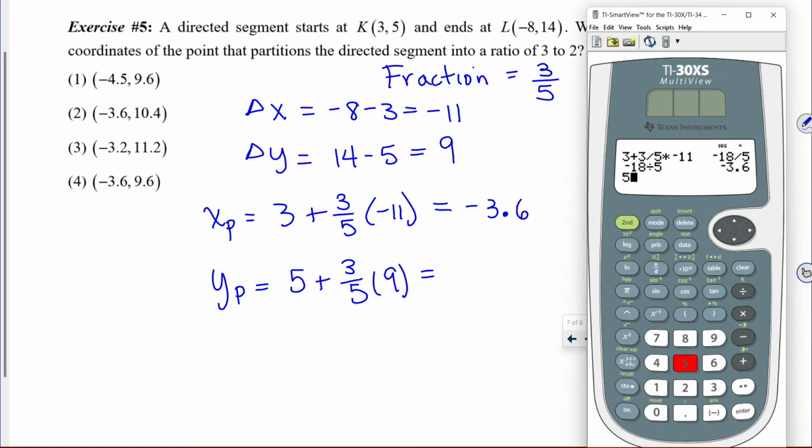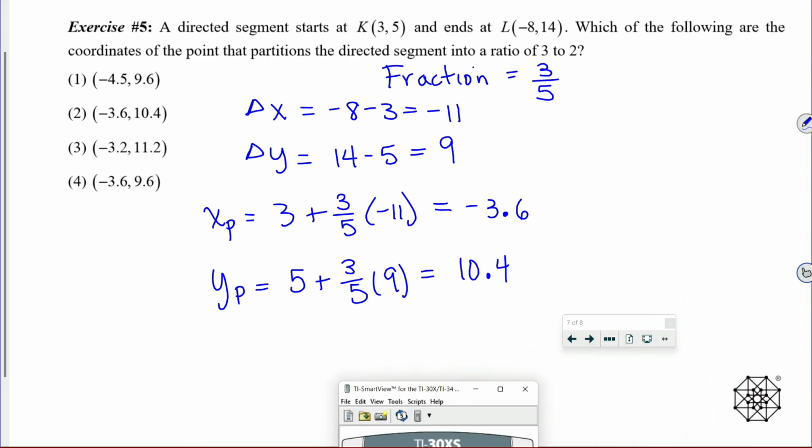Now let's do 5 plus 3/5 times 9. I kind of understand why it's giving me the fraction. 52/5, so 52 divided by 5. I guess I could have just used the change it into a decimal button, wherever that is on here. And that's going to be 10.4. So I should have -3.6, 10.4, and that's choice 2.